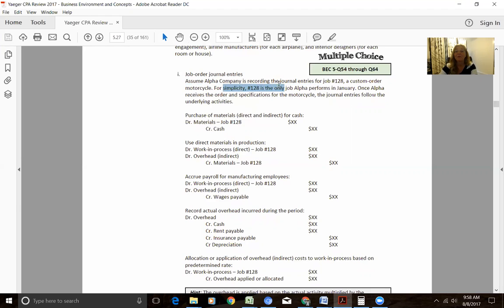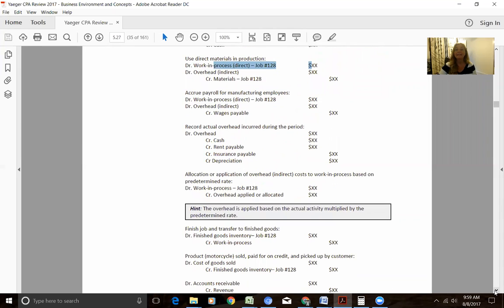For simplicity, job number 128 is the only job that we perform in January. And once we receive the order and the specifications for the motorcycle, the journal entries look as follows. So we have the materials, and then we pay cash for them. And then we use the materials in production. Notice what's happening here: we're taking them out of that first room, out of materials, and we're putting them into work in process. Taking them out of the first room is represented by a credit, and putting them into that second room is represented here by a debit.